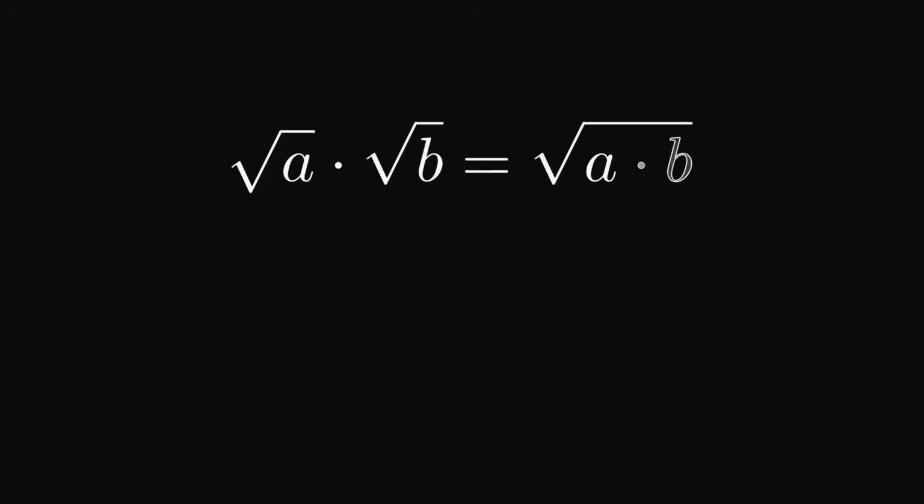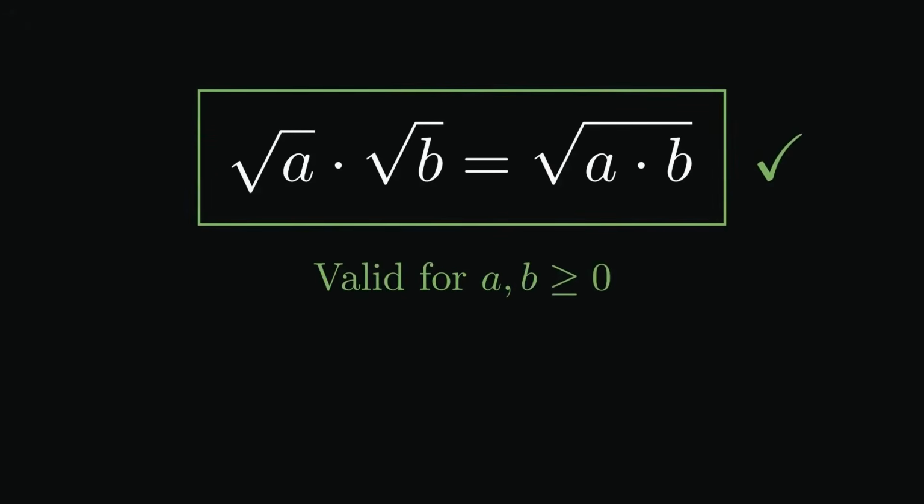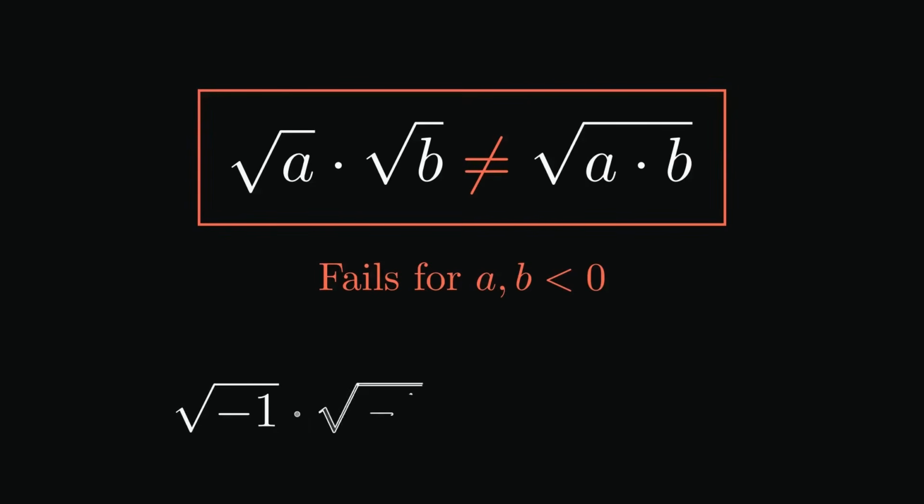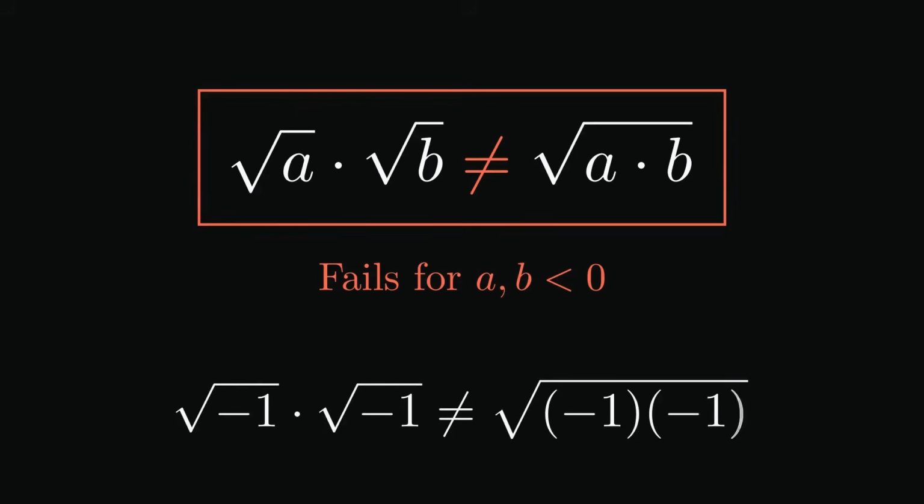There is a rule that looks familiar. The square root of a times the square root of b equals the square root of a times b. That rule works perfectly when a and b are non-negative. But once we move into complex numbers, that rule breaks. In the complex world, square roots are multi-valued. They depend on angles and on the specific branch we choose. That is why the square root of -1 times the square root of -1 is not the same as the square root of -1 times -1.